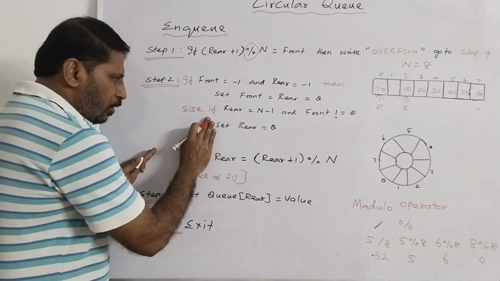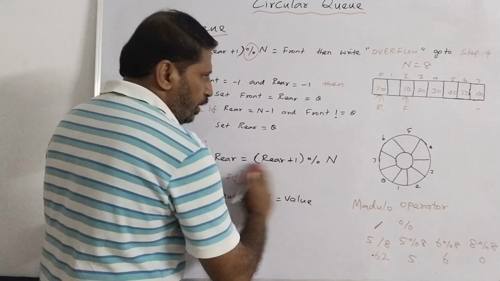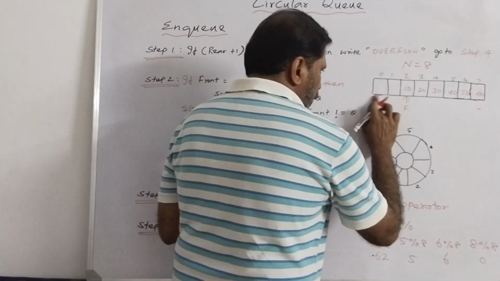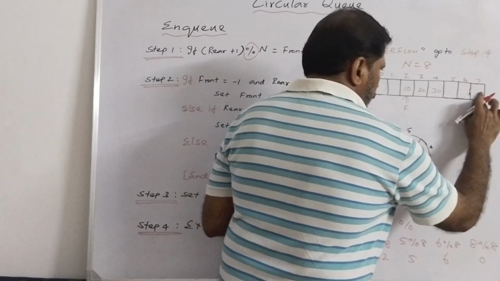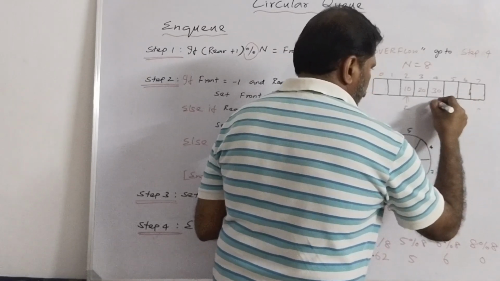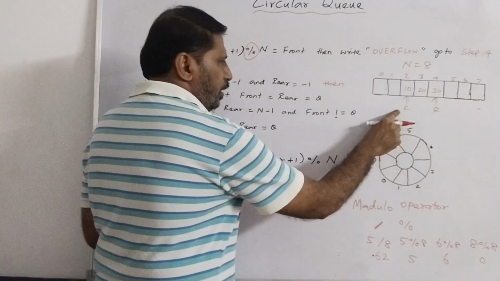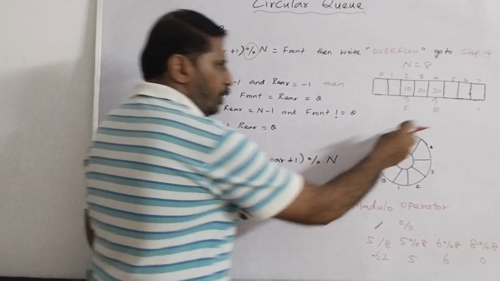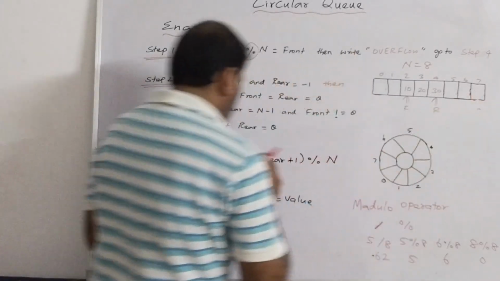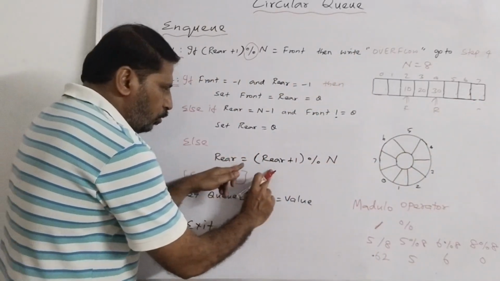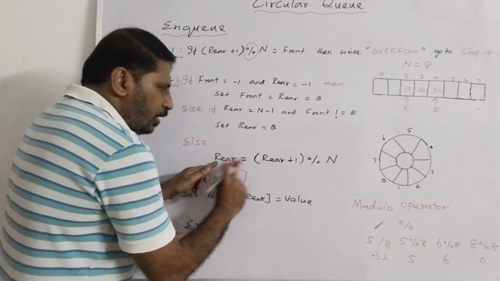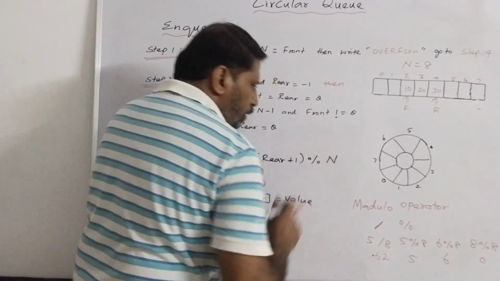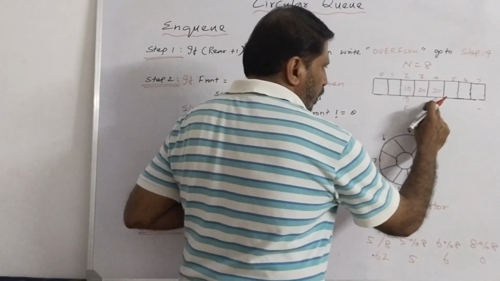Suppose this is also not the case, then it is a normal case. In a normal case, front is here, rear is here. For example, just take this example. It will not satisfy the previous condition, so it comes here: rear equal to rear plus 1 modulo n. What is the real value of rear plus 1?